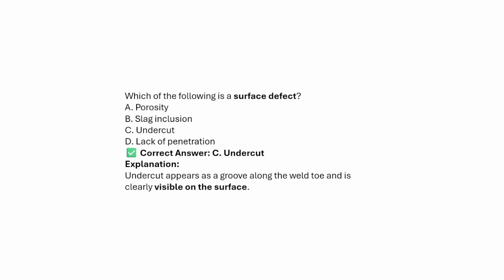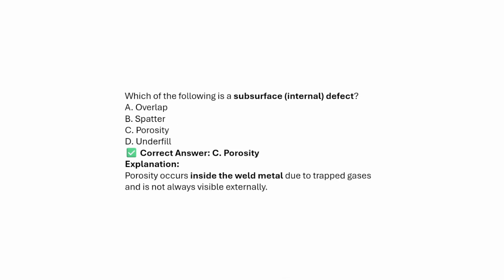Next, which of the following is a surface defect? I think we have already seen this. Option A porosity, option B slag inclusion, option C undercut, option D lack of penetration. The answer will be the undercut. Undercut appears as grooves along the weld toe and is clearly visible on the surface.